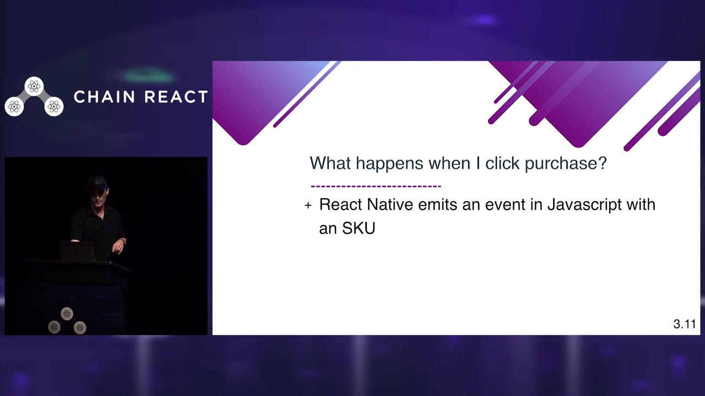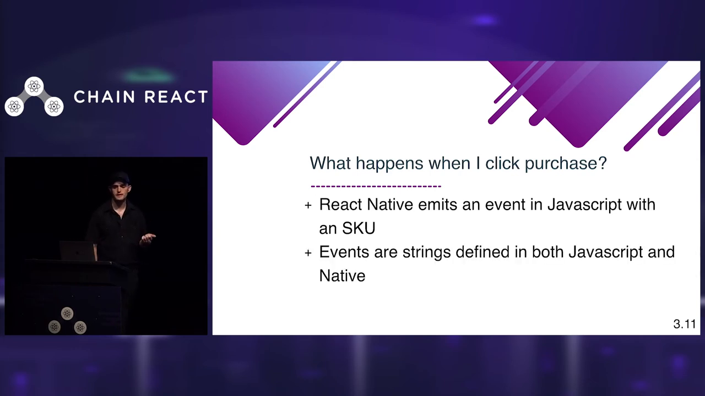So when I click purchase, React Native is going to emit an event in JavaScript with an SKU. An SKU, for those of you who haven't worked in commerce, is just a unique identifier that maps back to an item. In this case, it would probably be put into Apple Pay, but it could be, you know, a Shopify ID or something else. Events are just strings that are defined both in JavaScript and in native.